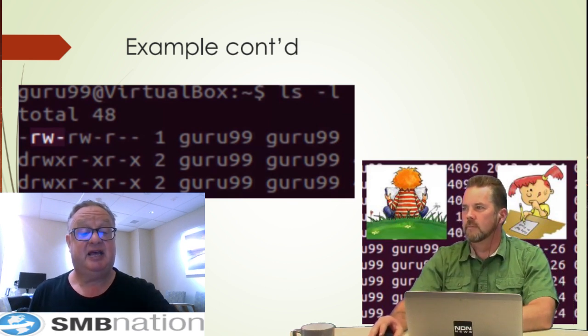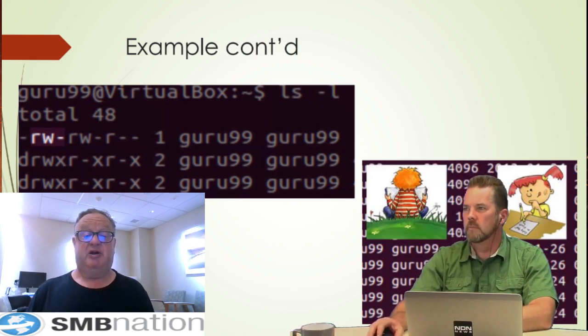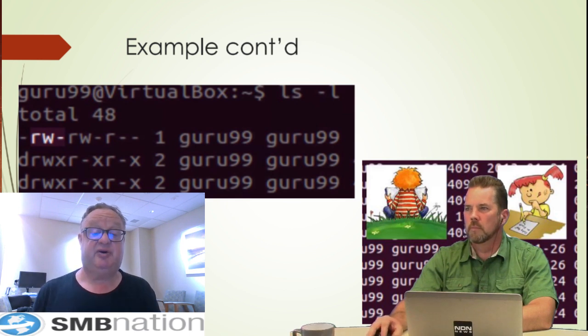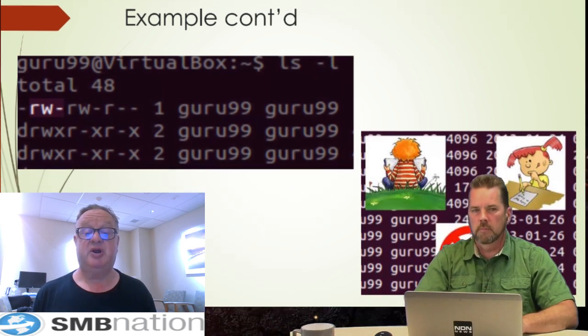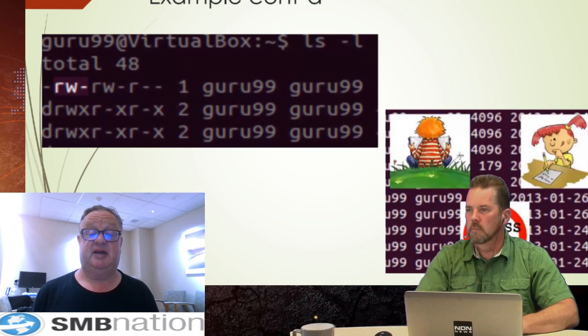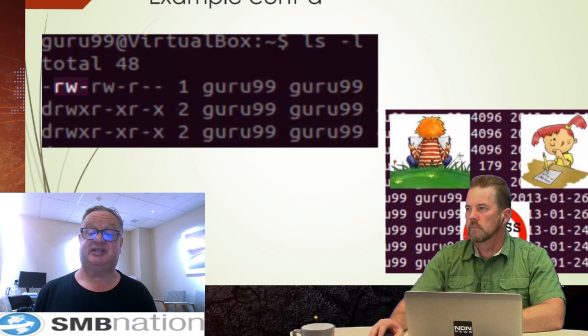okay? And the first bucket, RW, relates to the rights of the owner. So the first occurrence of RW is the access rights of the owner. Read, write, but not execute the file because of the hyphen that follows the term RW.